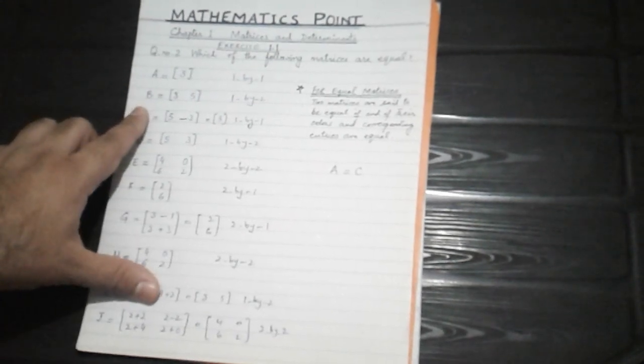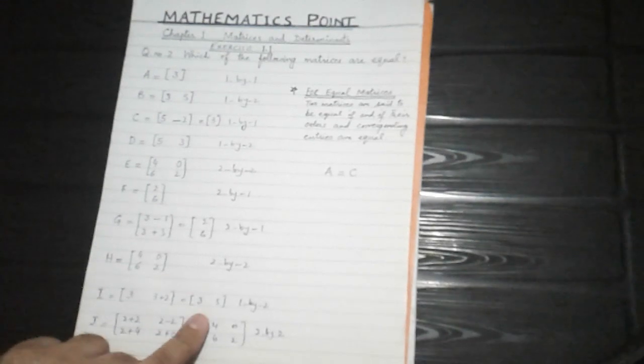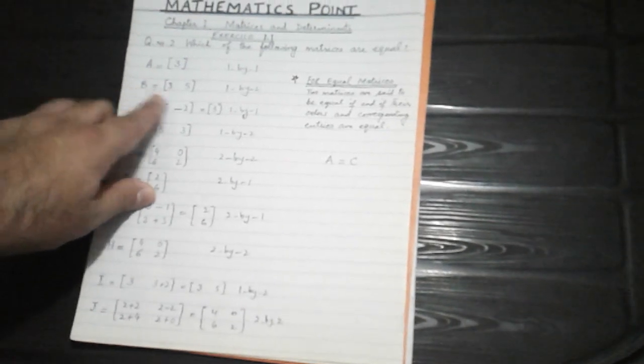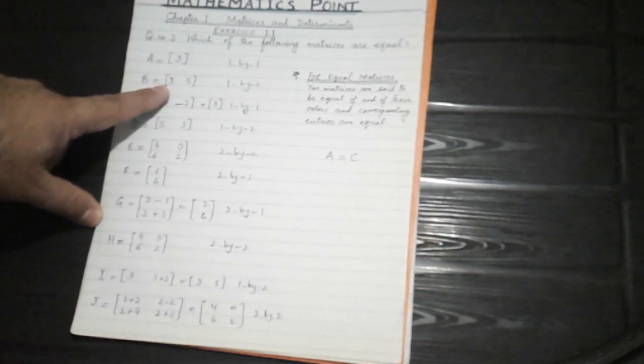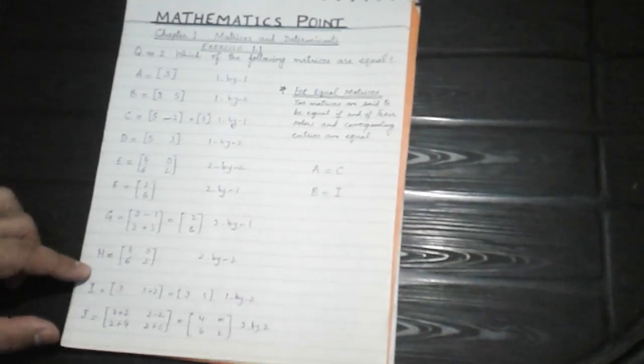Now we have to see another, yes, I matrix. So here you can see the order is 1 by 2 and the order of B is also 1 by 2. The order is the same. Now we have to see the corresponding elements. So here is 3, 3, 5 and 5. So B is equal to I matrix.